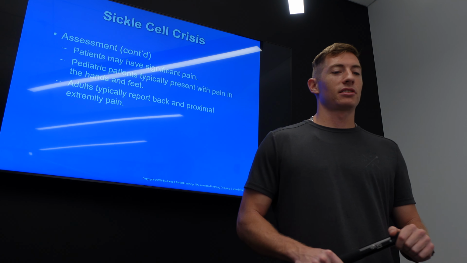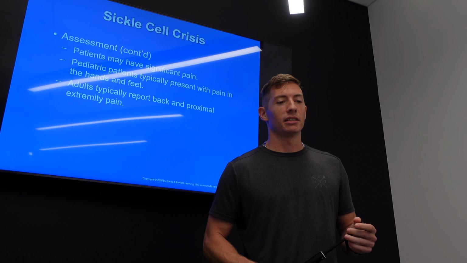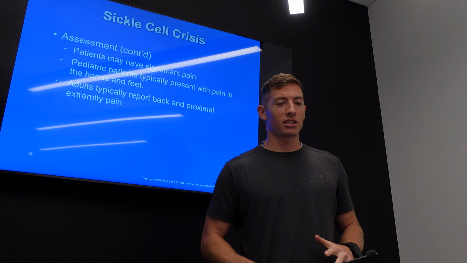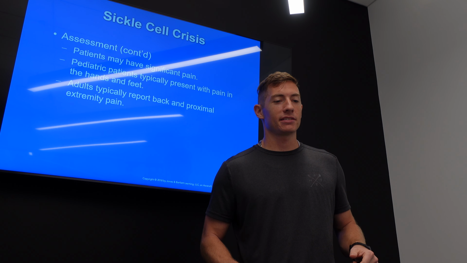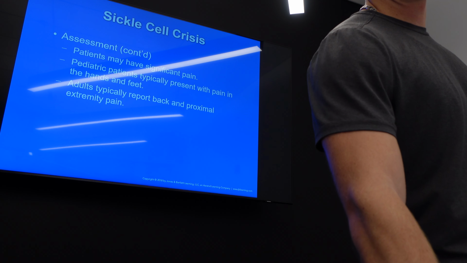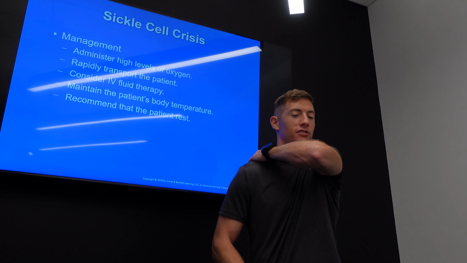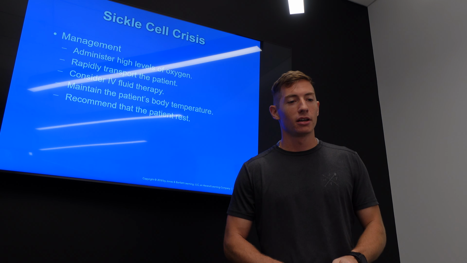In acute crisis, patients may have significant pain and multiple system involvement. Pediatric patients typically present with initial pain in their hands, and adults typically report back and proximal extremity pain. Pain may be anywhere in the back, the rear, flank, or extremities.